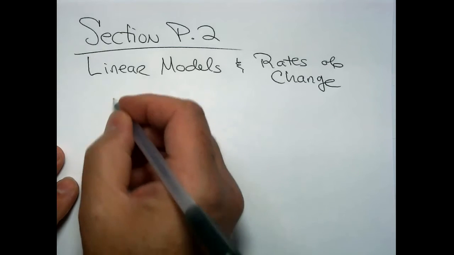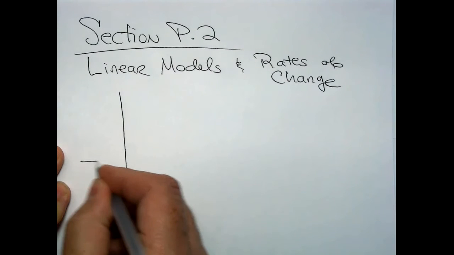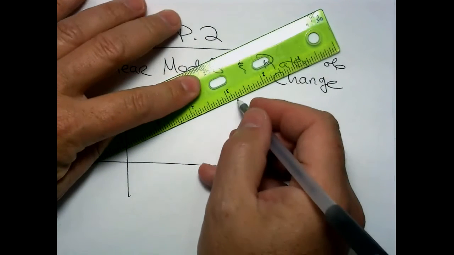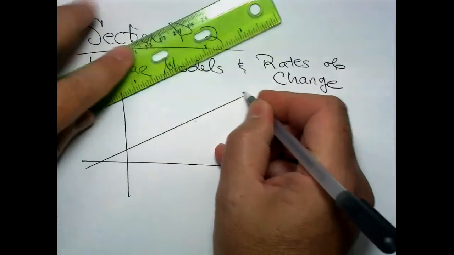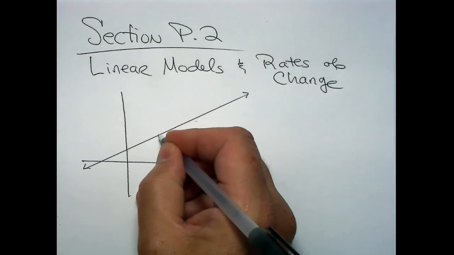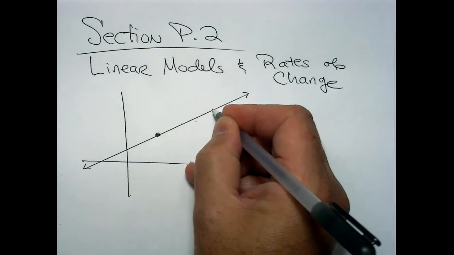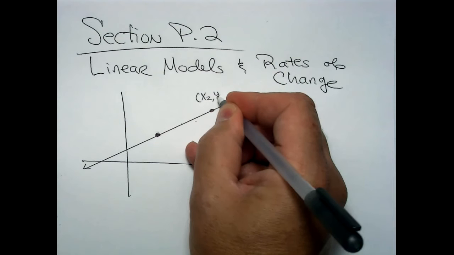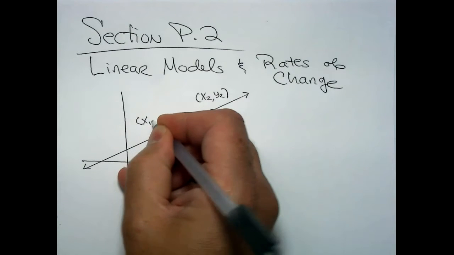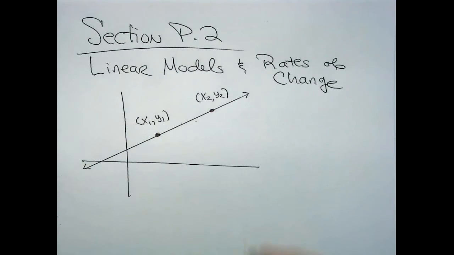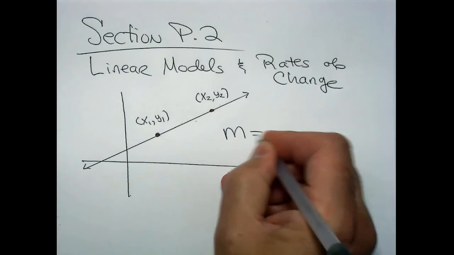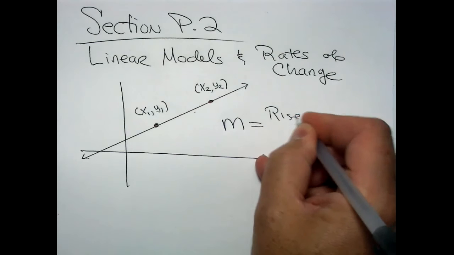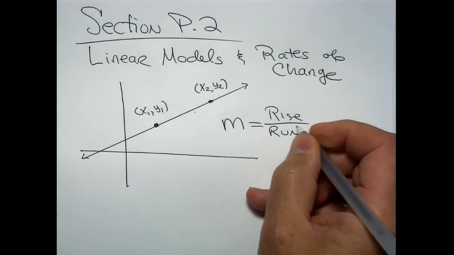If you were to draw a line, the slope of this line, which is really like the tilt of this line, is calculated by simply grabbing 2 points. And we'll label this point x2, y2. We'll label this point x1, y1. And we're going to call the slope m, and that is calculated as rise divided by run.